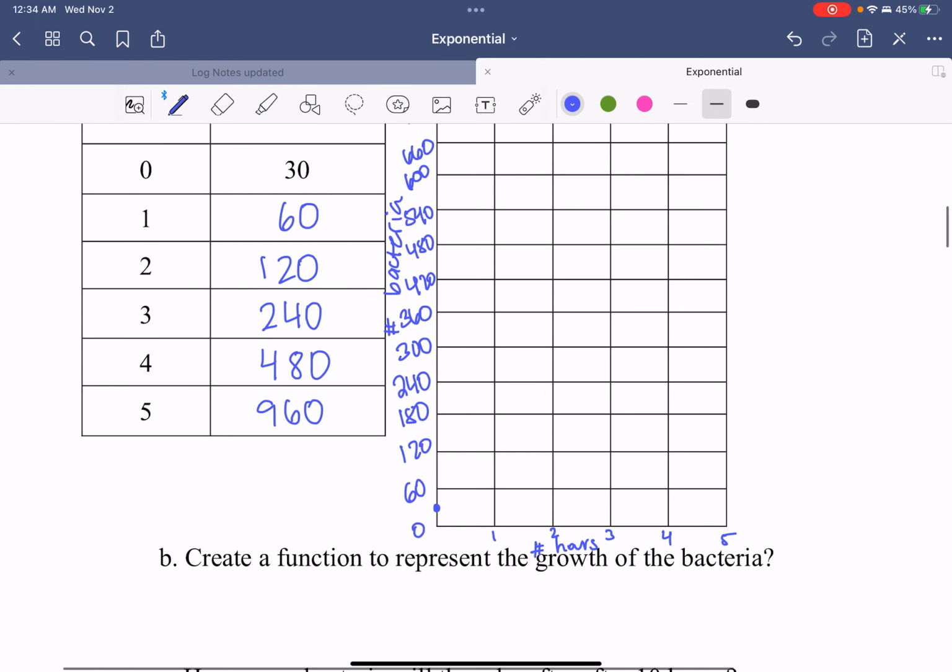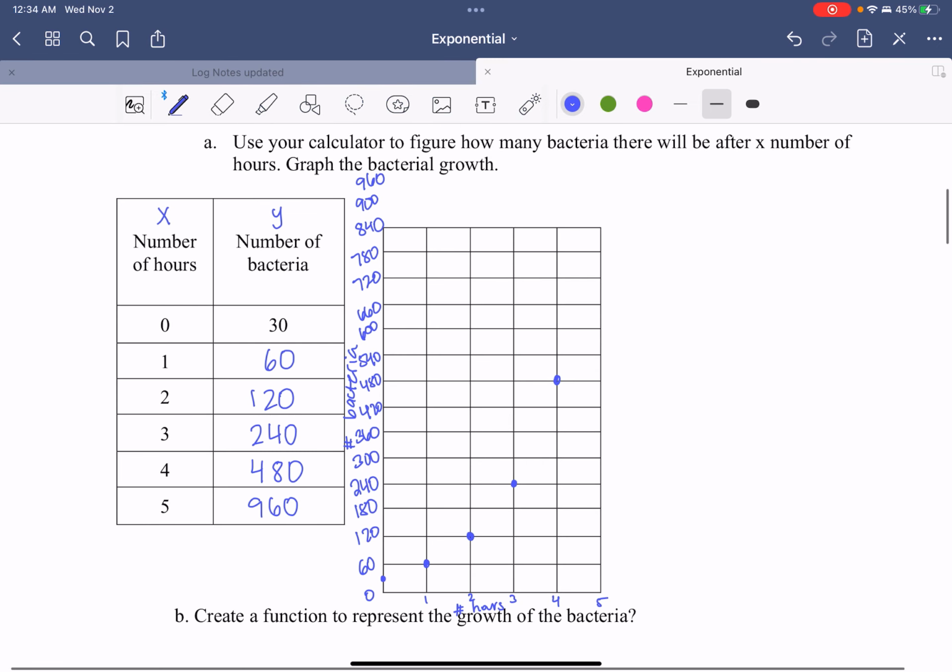After 1 hour, we had 60 bacteria. 2 hours, 120 bacteria. 3 hours, 240 bacteria. 4 hours, 480. And then after 5 hours, there were 960, which is up here off the charts, like we said. So I'm just going to follow the points to make my graph. And at the end, I will be putting an arrow because it didn't say when it stopped growing. So this can keep growing on forever and ever and ever.